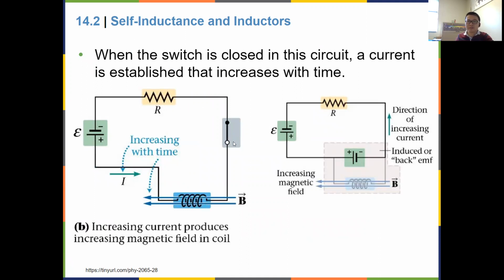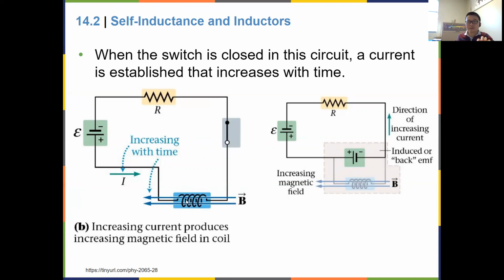You have a battery, resistor, and switch, and then you have a coil in the circuit. What happens is that when you flip on the switch, now you will have current start to flow into this circuit. So current goes from 0 to a certain number, right? Once there's current here, there's a magnetic field produced by the coil itself. The coil starts from no current, meaning no magnetic field, and now has a certain magnetic field.